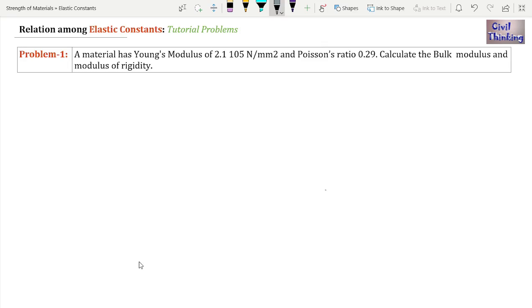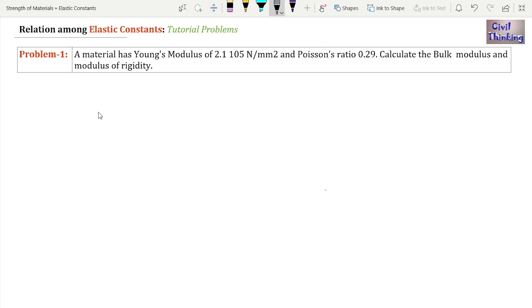A material has Young's modulus of 2.1105 Newton per millimeter square and Poisson's ratio of 0.29. Now we have to calculate the bulk modulus and the modulus of rigidity.